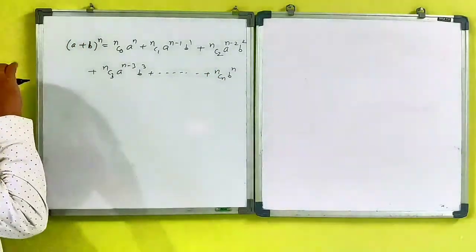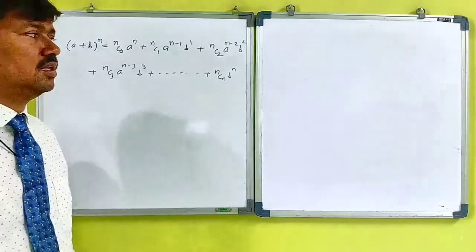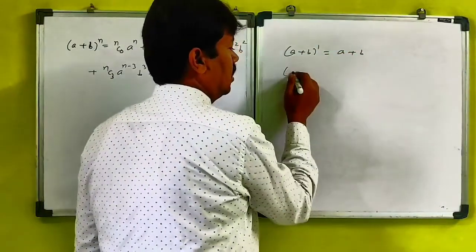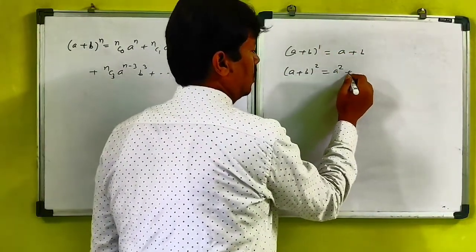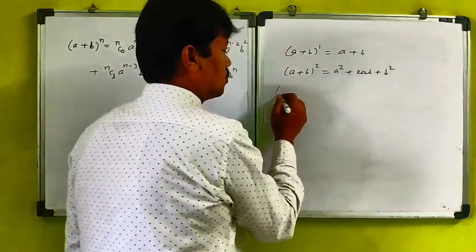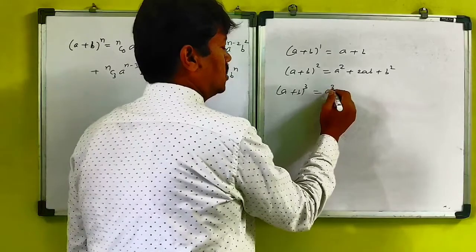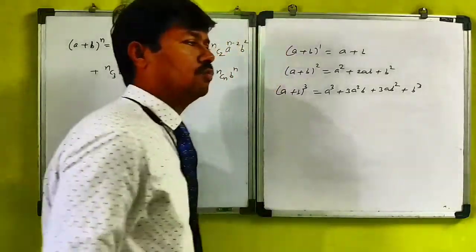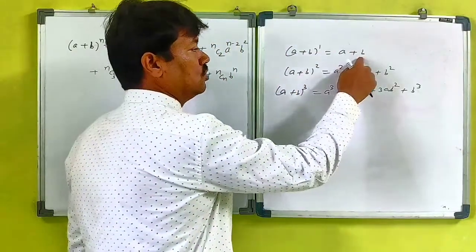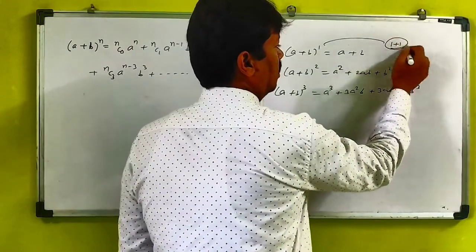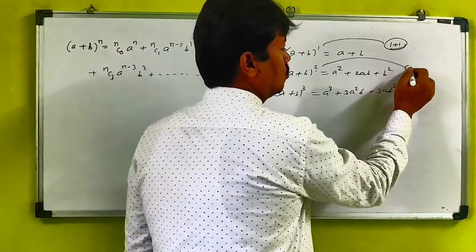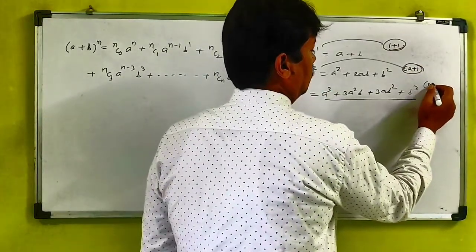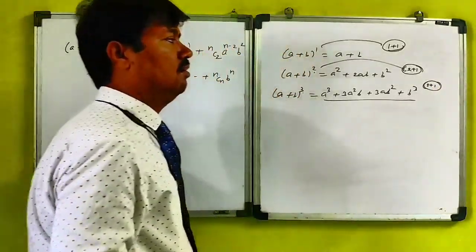Here, how many terms are there in this? If you look at (a plus b) raised to 1, it is a plus b. (a plus b) square is a square plus 2ab plus b square. (a plus b) cube is a cube plus 3a square b plus 3a b square plus b cube. Whatever the power is, for power 1 there are 2 terms, so it's always the power plus 1 number of terms. For power 2, there are 2 plus 1 terms. For power 3, there are 4 terms, so this is 3 plus 1. The number of terms follows the same pattern.